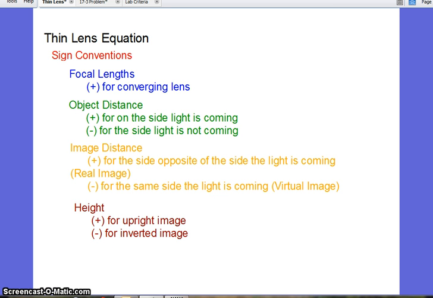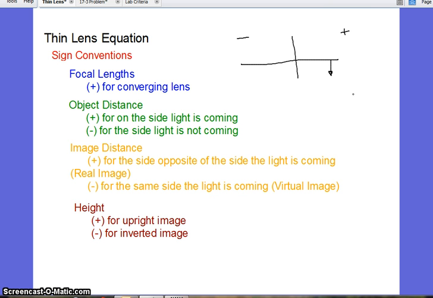The image distance is the opposite. The image is positive if it's on the other side from the light source. We call this a real image. So if the image is somewhere over here on this side, we say that it is positive, and we call this a real image. If the image would be over on this side, it would be negative, and we call this a virtual image. So what's the difference between a real and a virtual image?